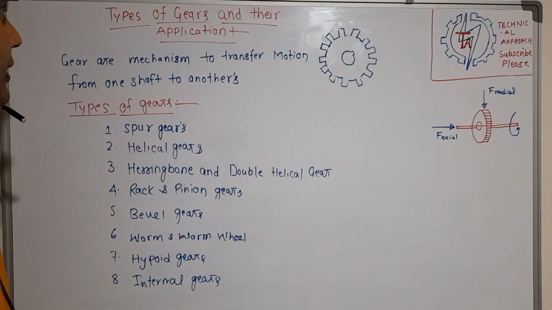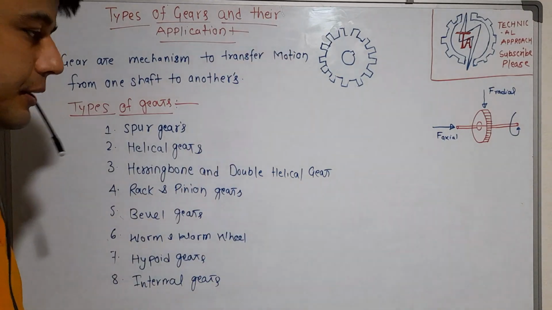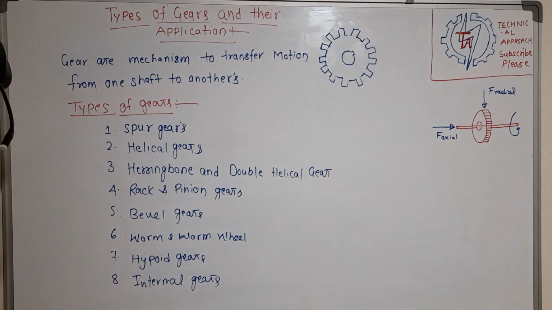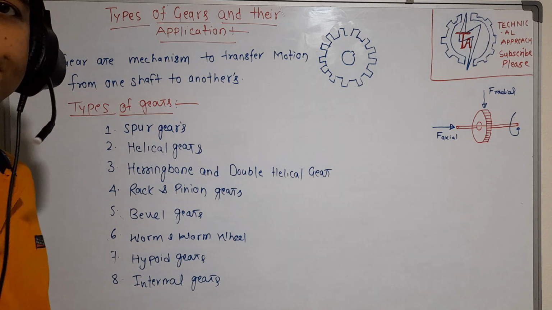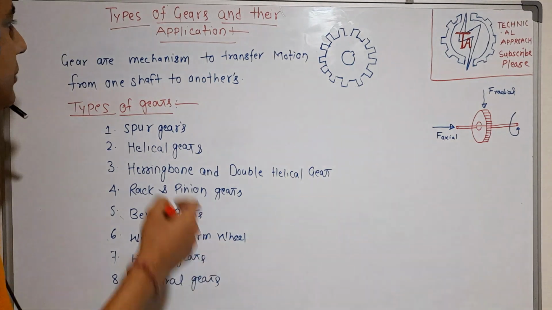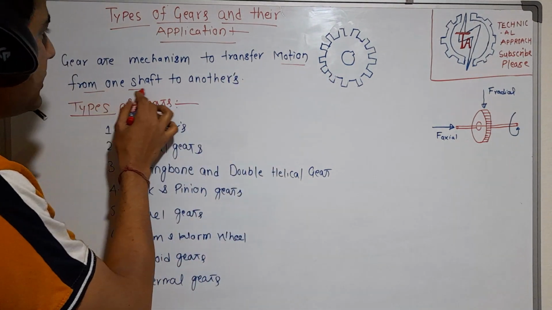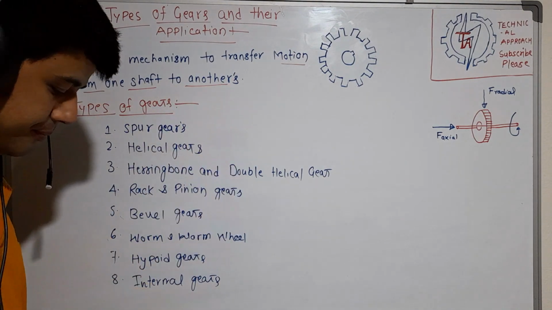My topic today is the types of gears and their applications. Let's start. What is a gear? Gears are mechanisms to transfer motion from one shaft to another shaft.